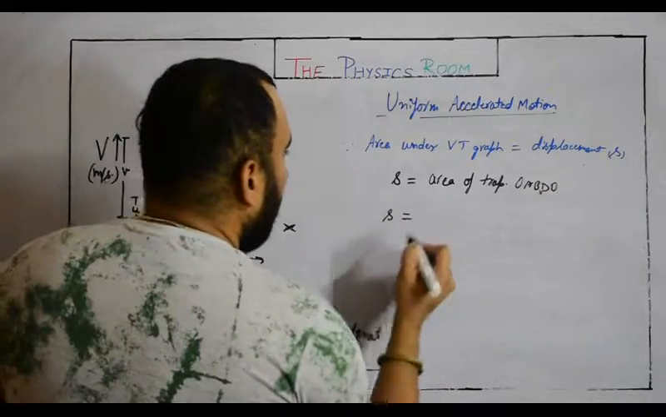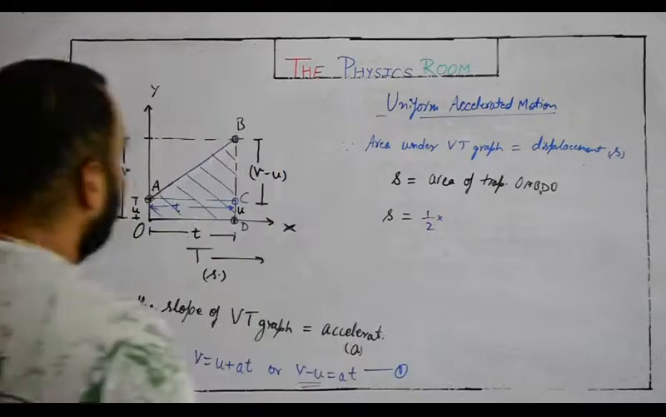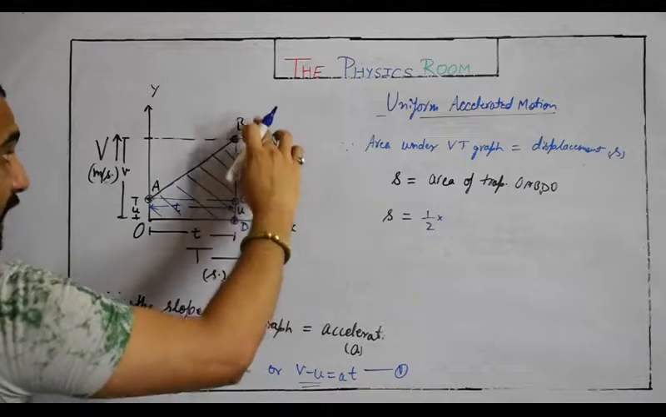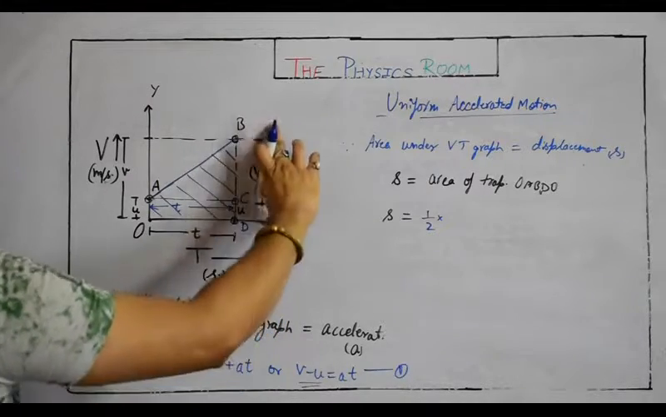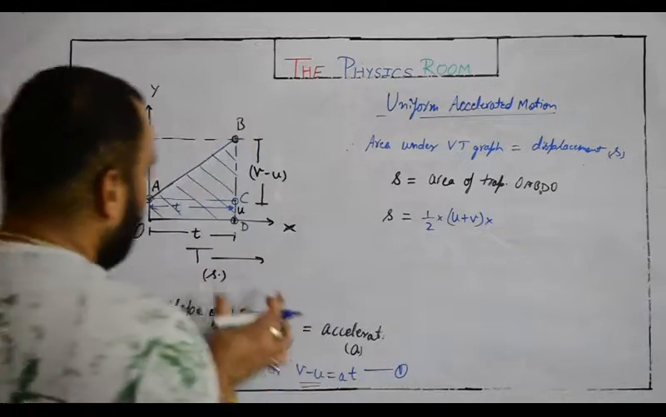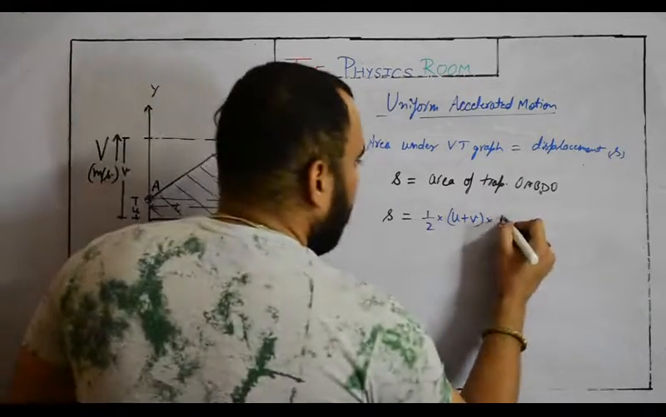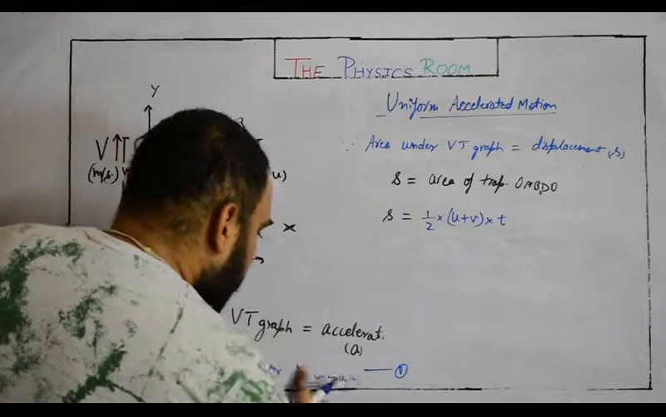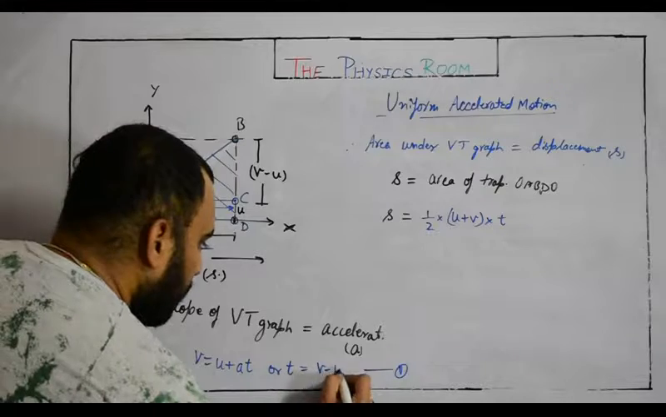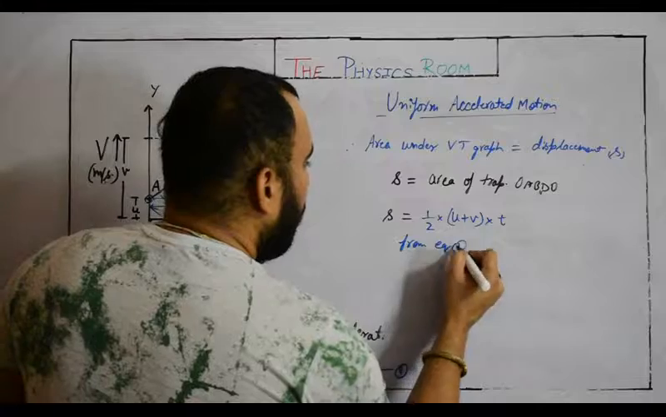The formula for a trapezium's area is half into the sum of parallel sides. These are the two parallel sides. This is U and this whole is V. I am talking about BD completely, so this whole is V. So the sum of parallel sides is U plus V, into height, that is T. And from the first equation of motion, you can find T. T is V minus U upon A. Put it here.